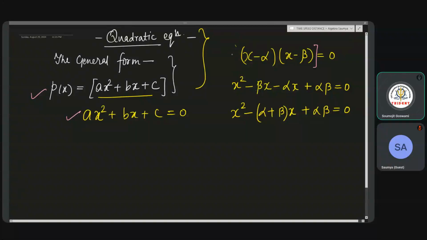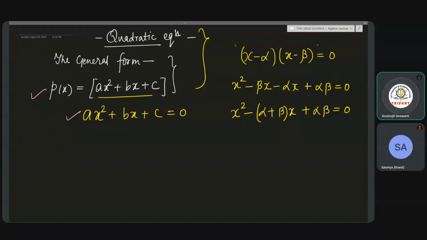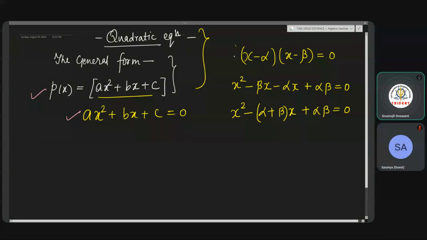Like I told you, in 90% of the cases, generally the value of a is 1. But ideally we should always remember that there is an a attached to (x minus alpha)(x minus beta). Now what are x minus alpha and x minus beta? These are the factors of the quadratic equation, and alpha and beta are the roots of that quadratic equation.